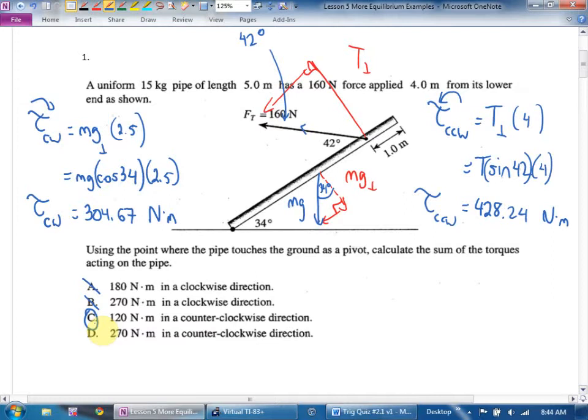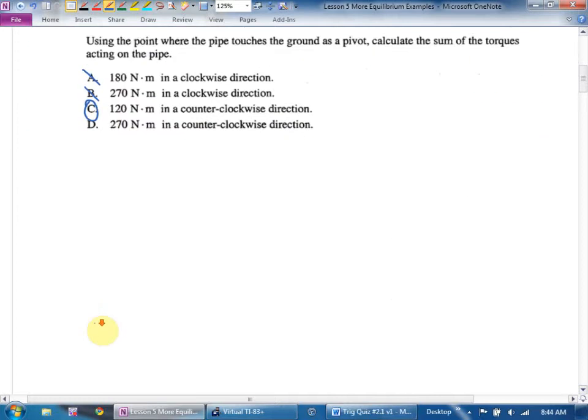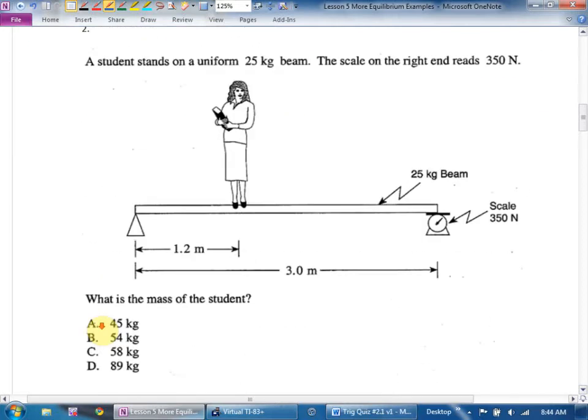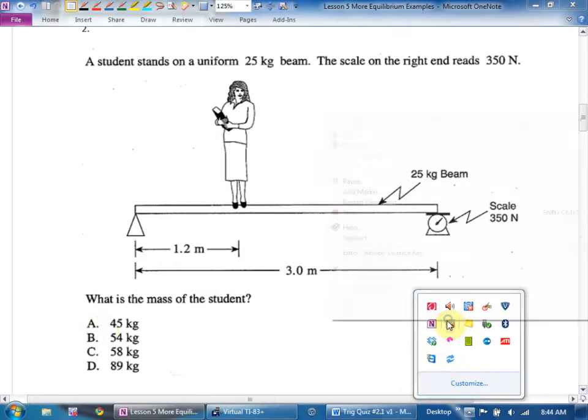Okay. Turn the page. A student stands on a uniform 25-kilogram beam. Oh, another late person. Have to pause my lesson.